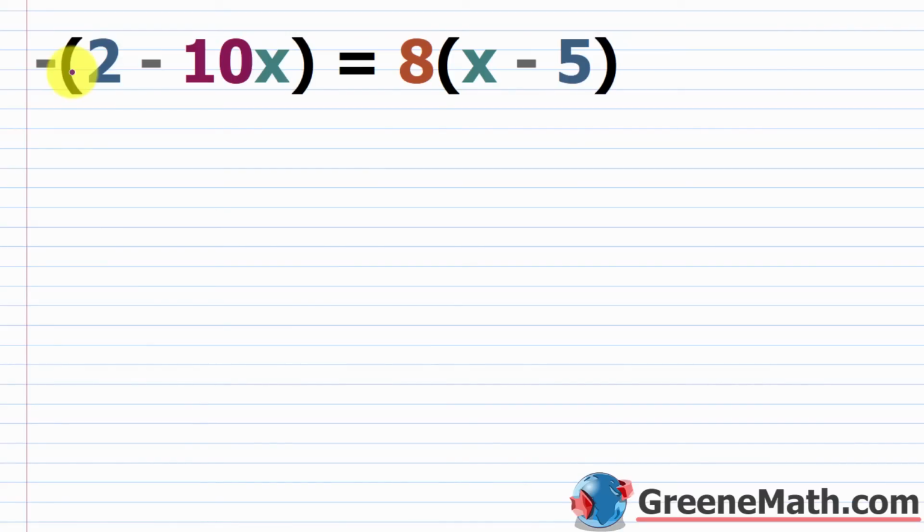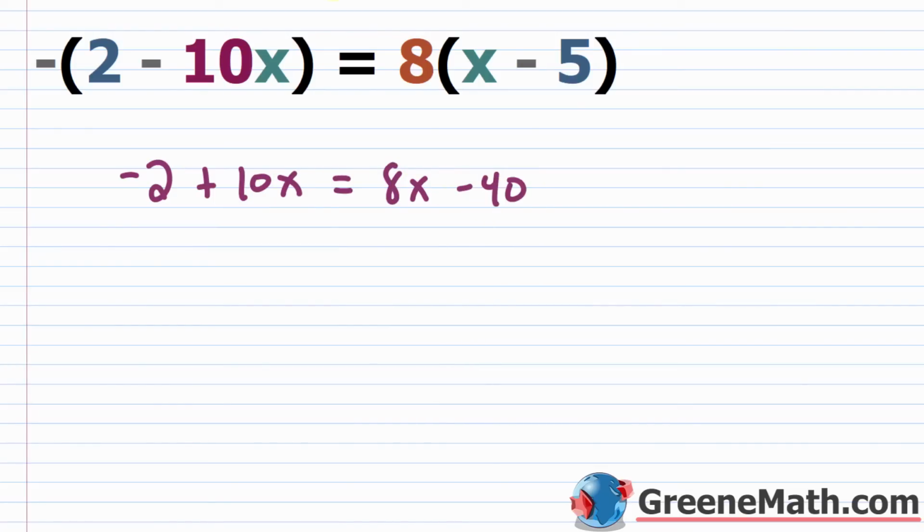And basically, you're going to change the sign of each term inside. So the 2 becomes a negative 2, and the negative 10x becomes a positive 10x. And this equals 8 times x would be 8x, and then 8 times negative 5 would be minus 40. So in this case, I can't do anything else on the left or on the right because we don't have like terms, right? Negative 2 and 10x, not like terms. 8x and negative 40, not like terms, right?